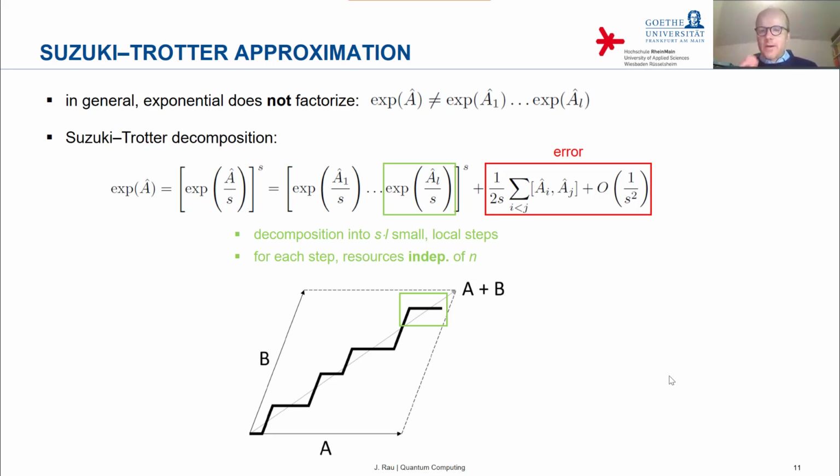So let's have a closer look at this error. There are two terms here. There's a sum of commutators and a prefactor 1 over 2s. So this first contribution scales with 1 over s. And then there are further corrections, further terms that scale with at least 1 over s squared. Now in the first step, let's say that s is so large that we can neglect anything of the order 1 over s squared. And we focus on the leading contribution to the error.